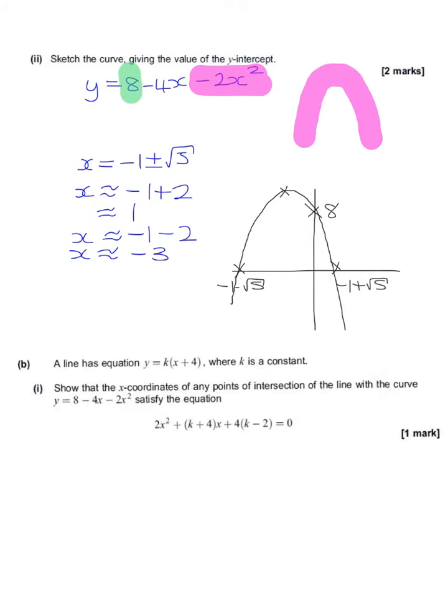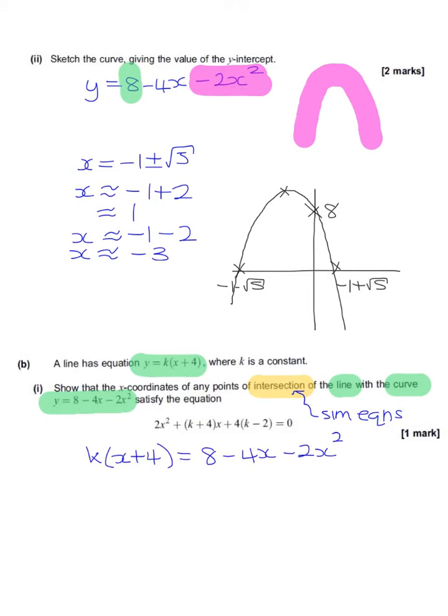Again, the key word is intersection, telling us we have to use simultaneous equations. With the line y equals kx plus 4 and the curve y equals 8 minus 4x minus 2x squared. Both of these equations are y equals, so we can simply put the equations equal to each other.